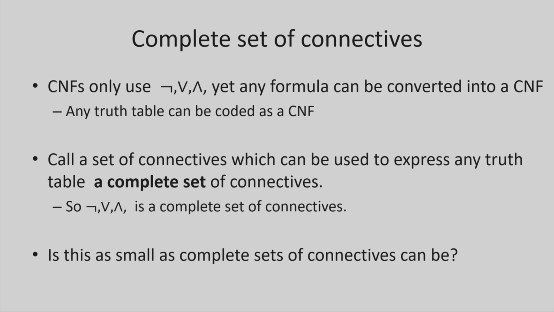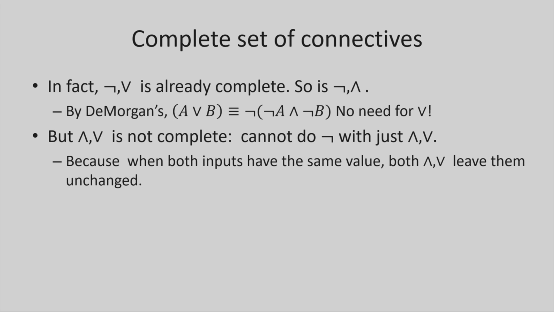So we call those sets of connectives, the ones that can encode any truth table, a complete set of connectives. Complete in the sense that if you look at all the possible truth tables, you could do them all. So the natural question is, how small can a complete set of connectives be? Is and, or, not the smallest one we could do? In fact, you may notice that and with negation, or or with negation, together already give you a complete set of connectives.